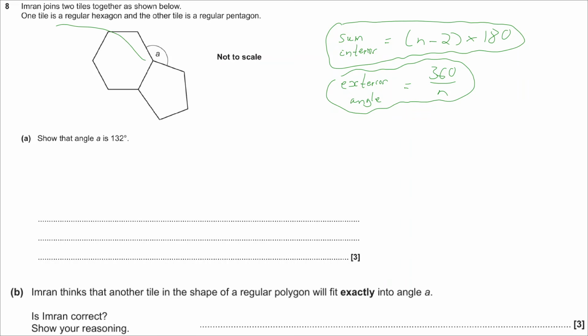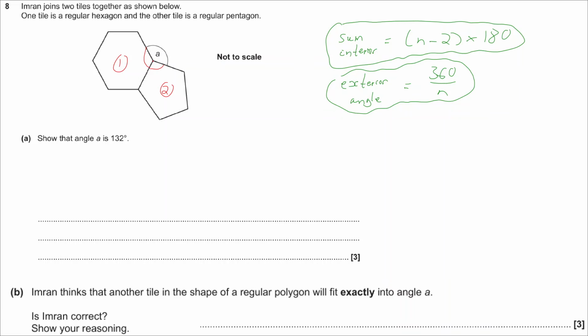The question is saying, Imran joins 2 tiles together, as you can see. One tile is a regular hexagon, so this one has got 6 sides, and the other is a regular pentagon. Show that this angle A is 132. A pretty classic composite polygon question. The first one, let's call it number 1, the second one, number 2. So I want to use the first formula to find the total of the interior angles divided by the number of angles to give me one angle. So let's get this angle in the first one, and then this angle in the second one, and at this point it makes 360.